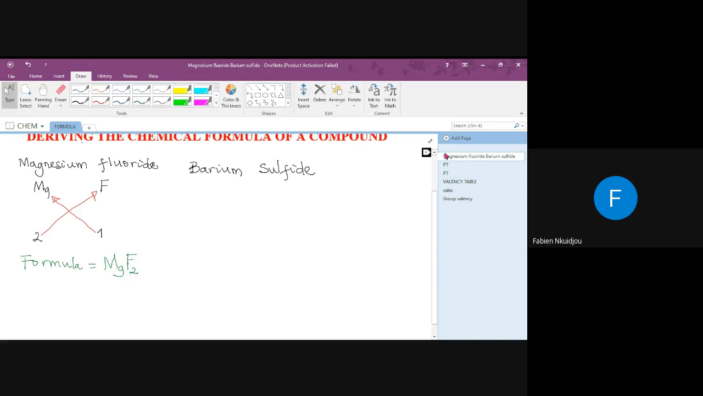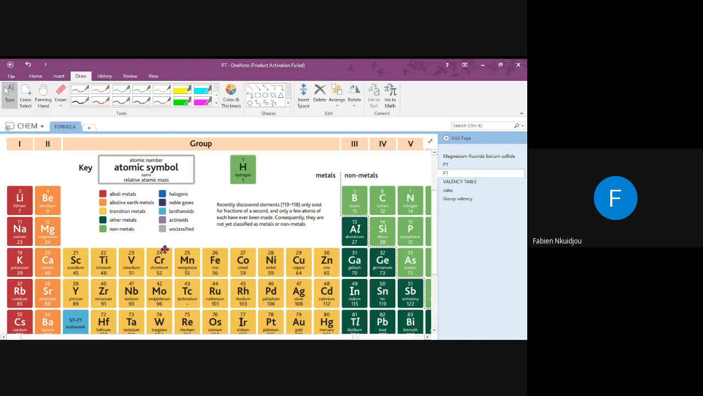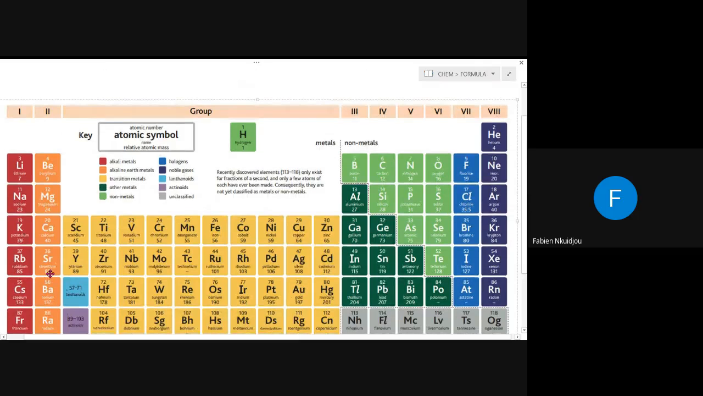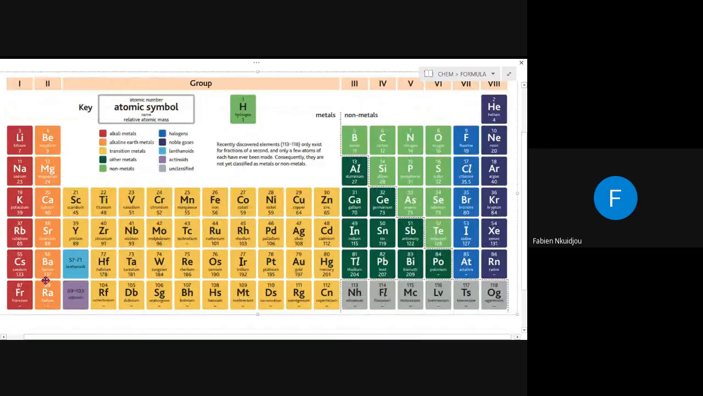So here we have our periodic table. Here we find barium. Barium is in group 2, right? And that is the symbol for barium. So since barium is in group 2, what valency will it have? Of course, it will have a valency of 2.